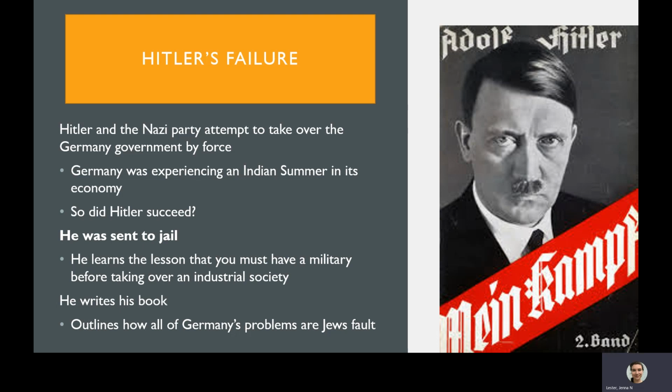When he is in jail, he writes his book Mein Kampf, which is the cover to the right, which is terrifying. In it, he outlines why all of Germany's faults are the Jews. All of Germany's problems are the Jews' fault.